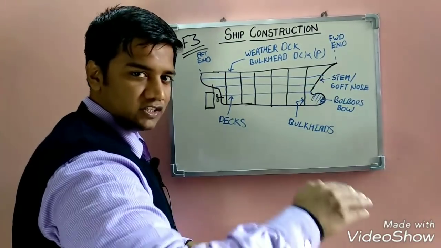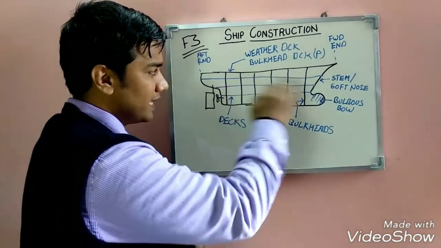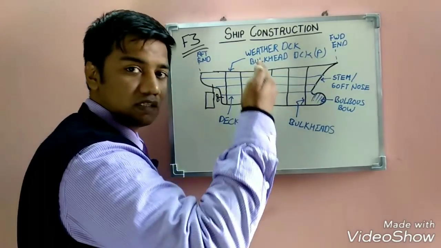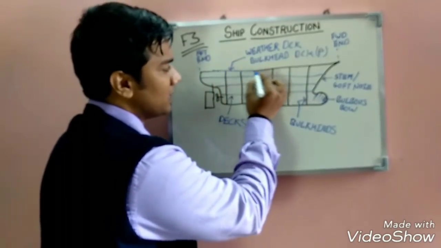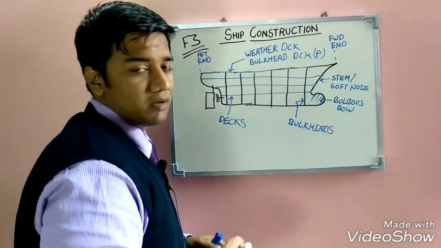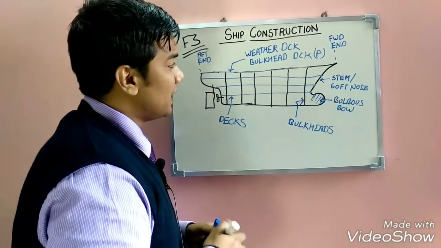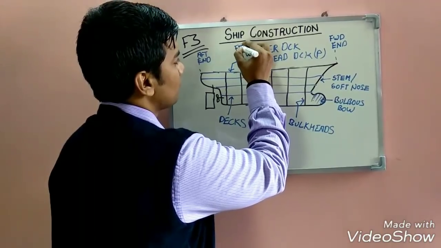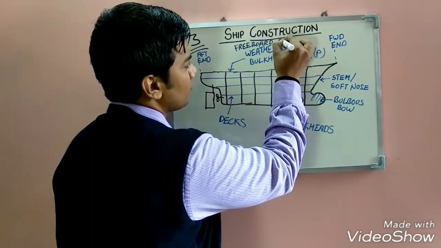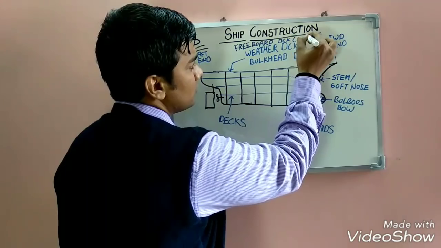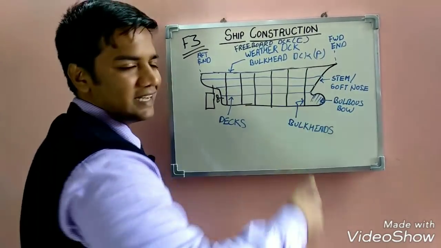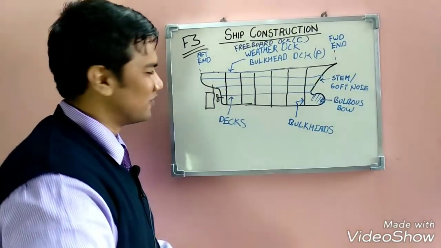Decks, as we know, are the horizontal divisions. Bulkheads are vertical divisions. The topmost deck where all the watertight bulkheads meet up is known as the bulkhead deck. The topmost watertight continuous deck which runs throughout the length of the ship is called the bulkhead deck. In cargo ships, you call it the freeboard deck. It is the same deck. It is called the freeboard deck in cargo ships, bulkhead deck in passenger ships, and you can call it weather deck in any of them.